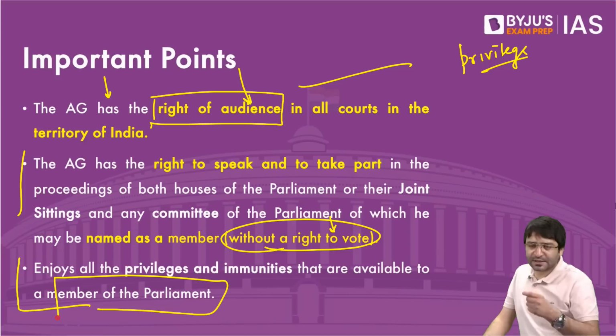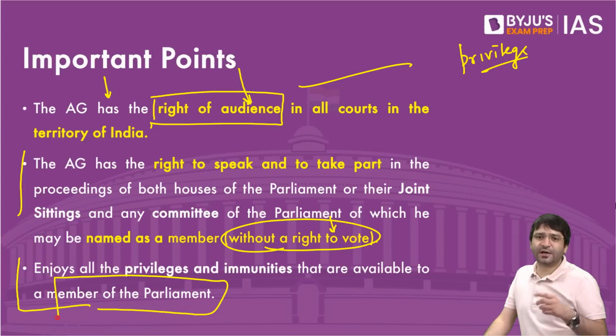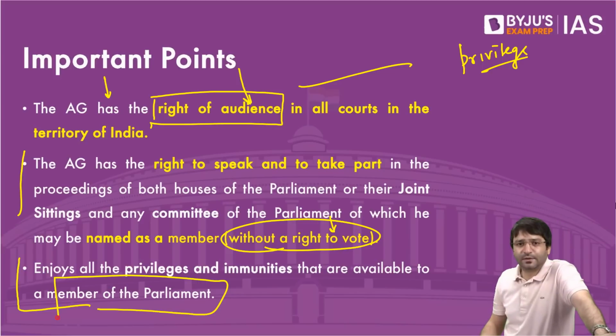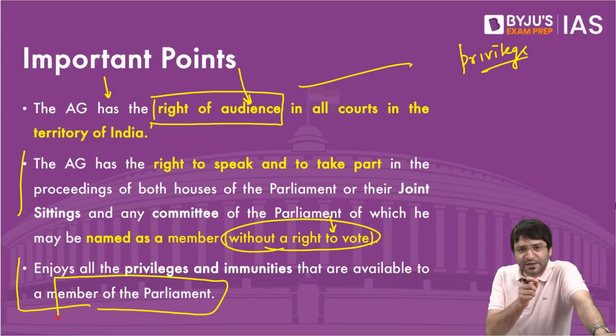And Mr. Harish Salve, he charges 40 lakh rupees per appearance. That means he just has to appear in a particular case one day, he charges 40 lakh rupees. But the salary of the president is 5 lakh rupees. So how can we give Attorney General this much amount of money?